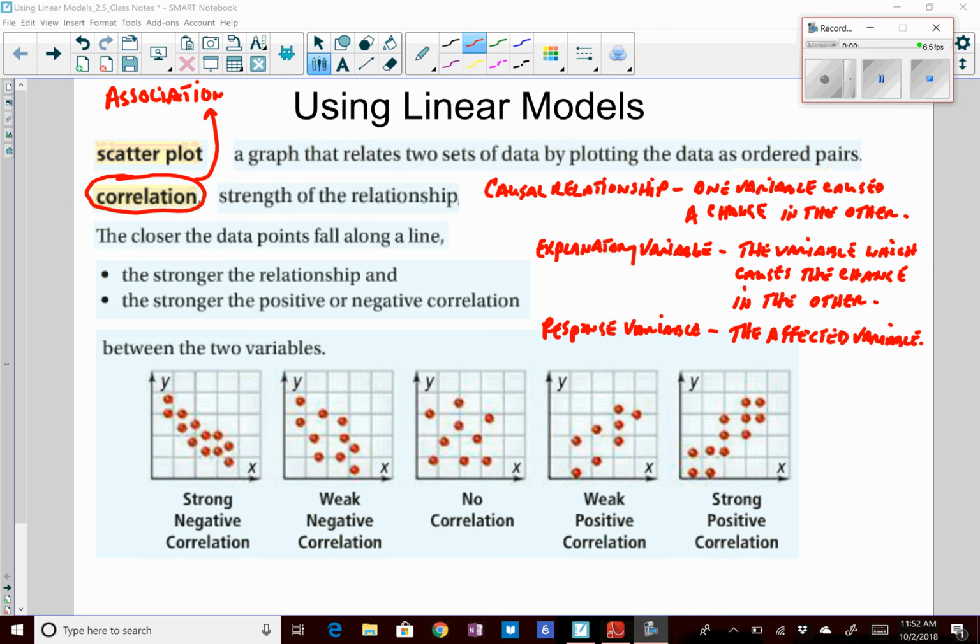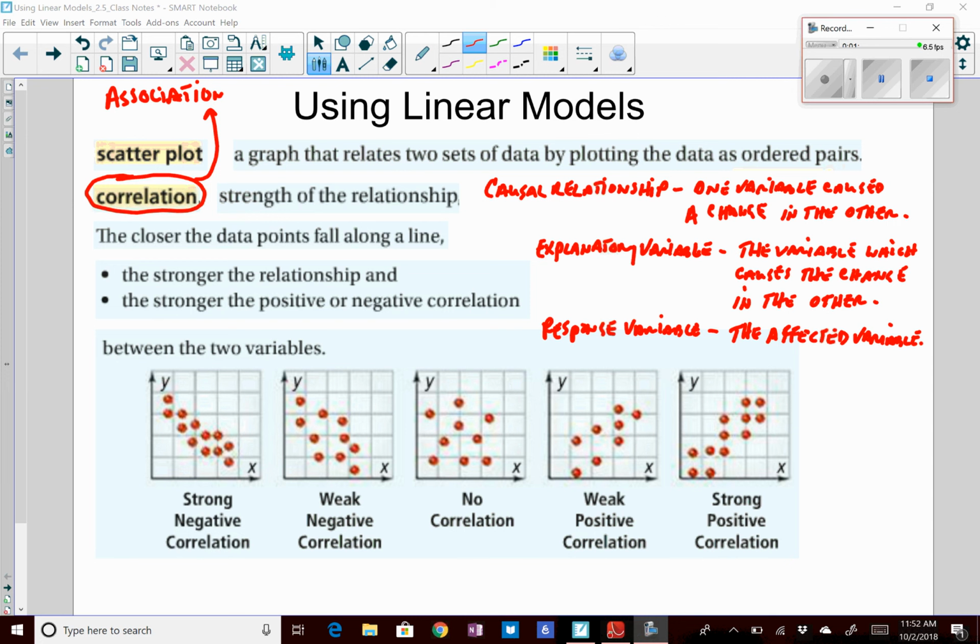You have something called a causal relationship, and that's when one variable causes a change in the other. When you talk about the X and Y variables, the explanatory variable is the one that causes the change in the other. So that could be the X coordinate, and the response variable is the one that's affected. So usually when you put a number in for X, that affects Y.